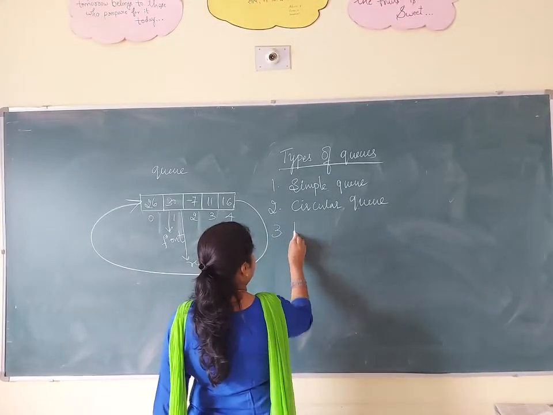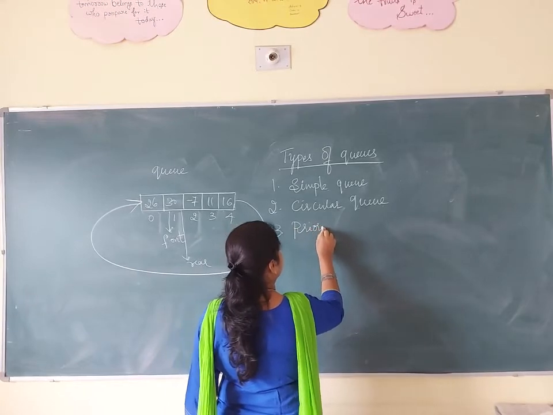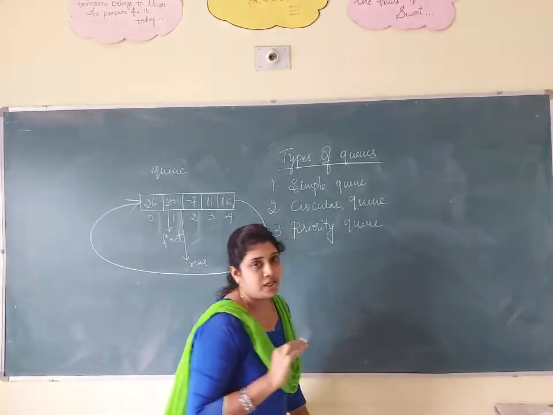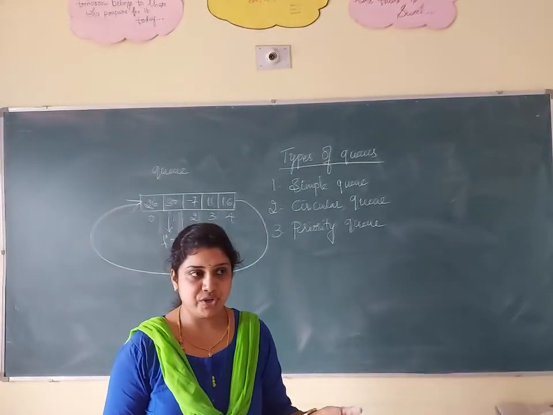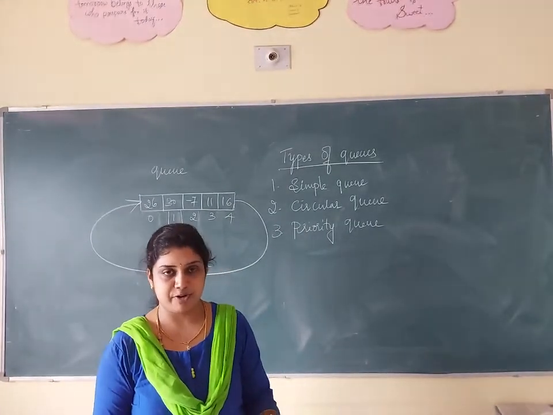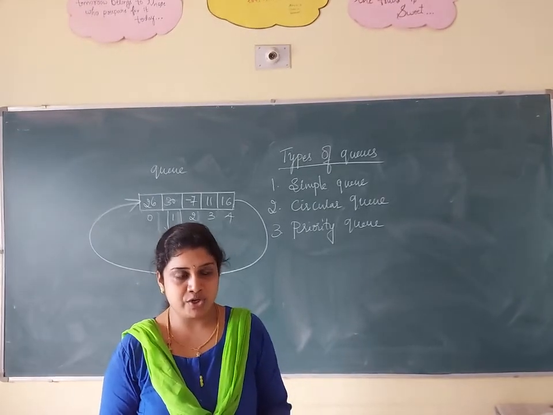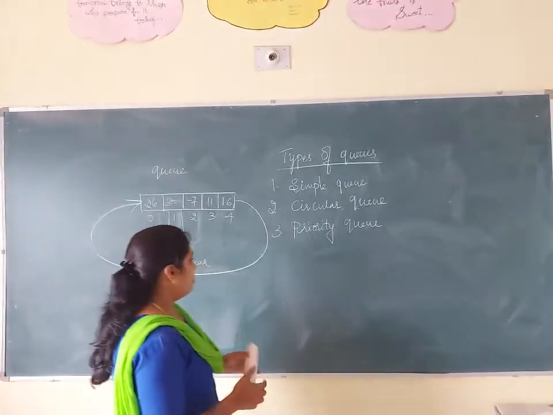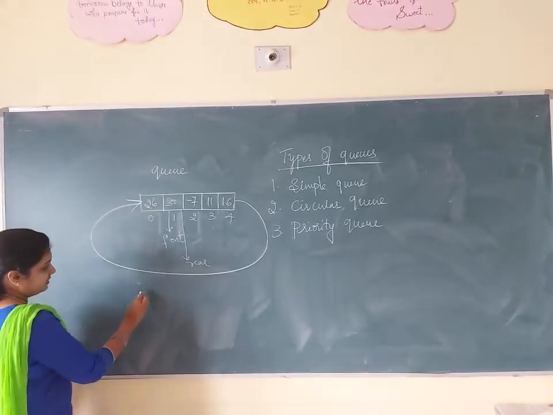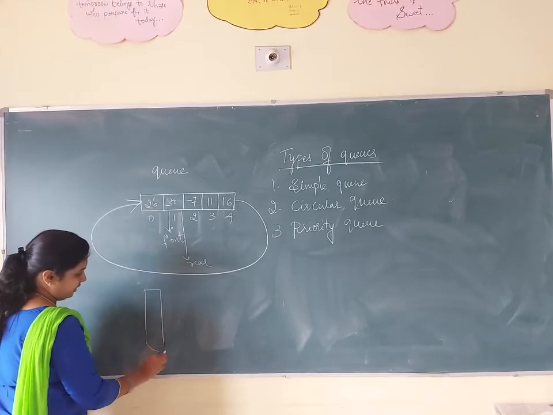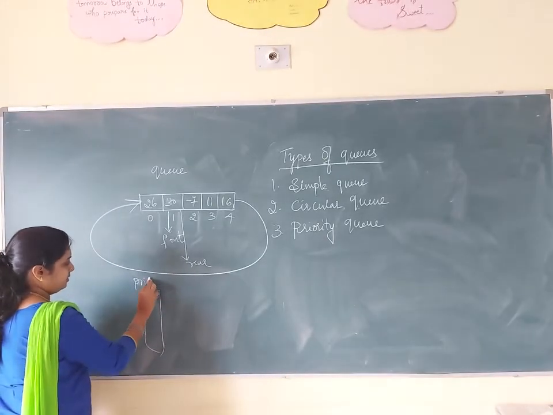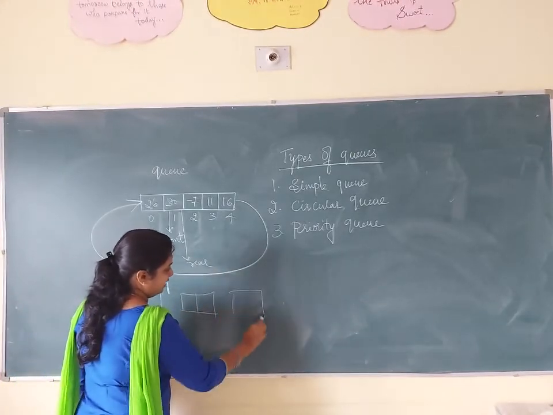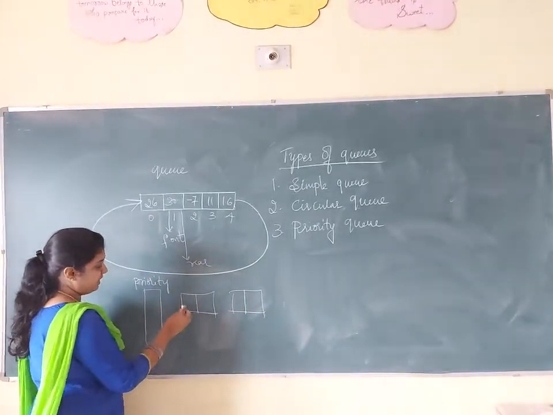And the third one is what? Priority queue. See, in priority queue, depending upon the priority, you can add or remove the data item from the queue. Depending upon the priority, either you can insert or delete an item from the queue. So consider this is a priority queue. This is priority. And here I am taking a linked list. I will explain what is meant by linked list in the next concept.